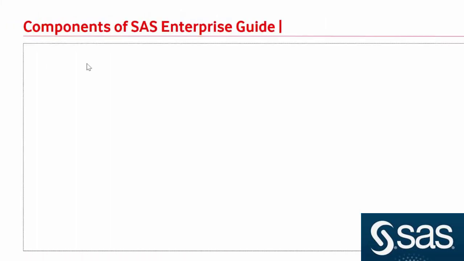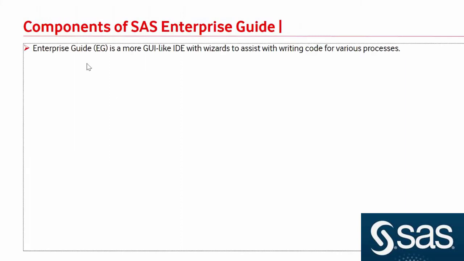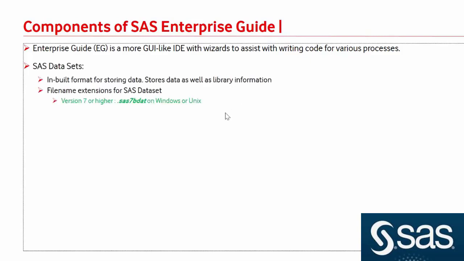In this first example, the first line to copy data from class to test is a comment. Components of SAS Enterprise Guide. SAS EG is more understandable and helpful in writing codes with its graphic user interface. Datasets. SAS has a special inbuilt format to store data. These are called datasets. They also store library information. We will talk about it in the upcoming slides. We can identify them in a Windows folder with the extension .sas7bdat.